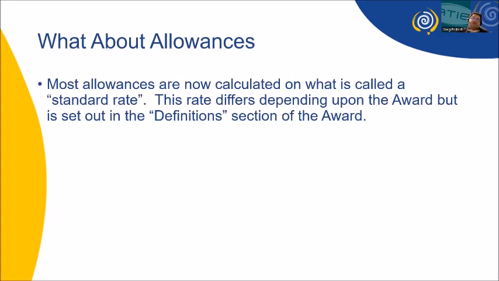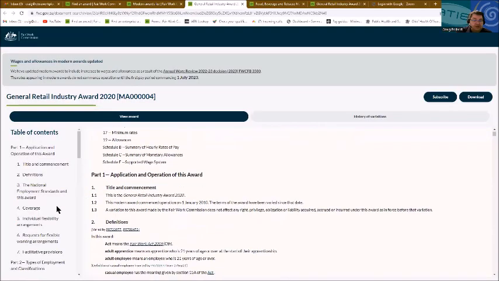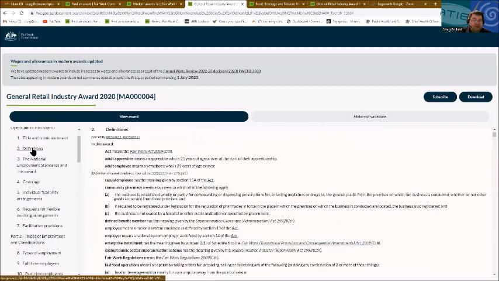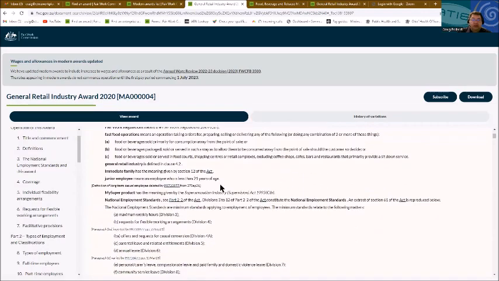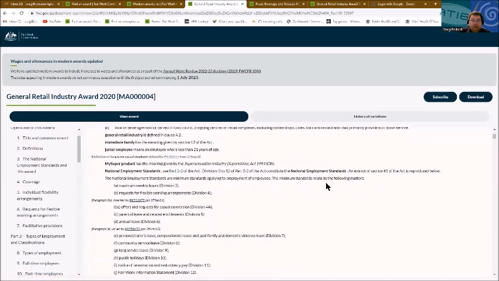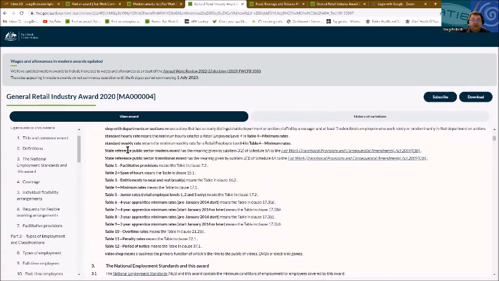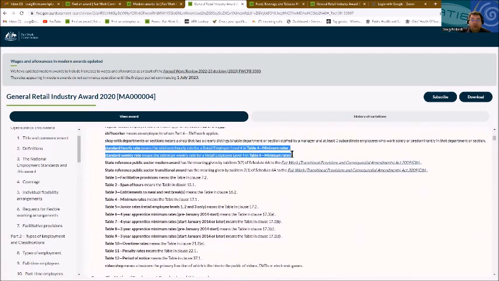So most allowances now are calculated on what's called the standard rate. So what is the standard rate? Well, let me have a look here. Let me dig up the General Retail Award because it's what I've been talking about. This will probably be easier. So I'll just share the screen for the General Retail Industry Award. Yep. All right. So you should see this now. So if we go down to definitions, what you're looking for in clause 2 definitions, it's nearly always clause 2, is the definition of standard rate. And here we've got two. We've got a standard hourly rate and a standard weekly rate.